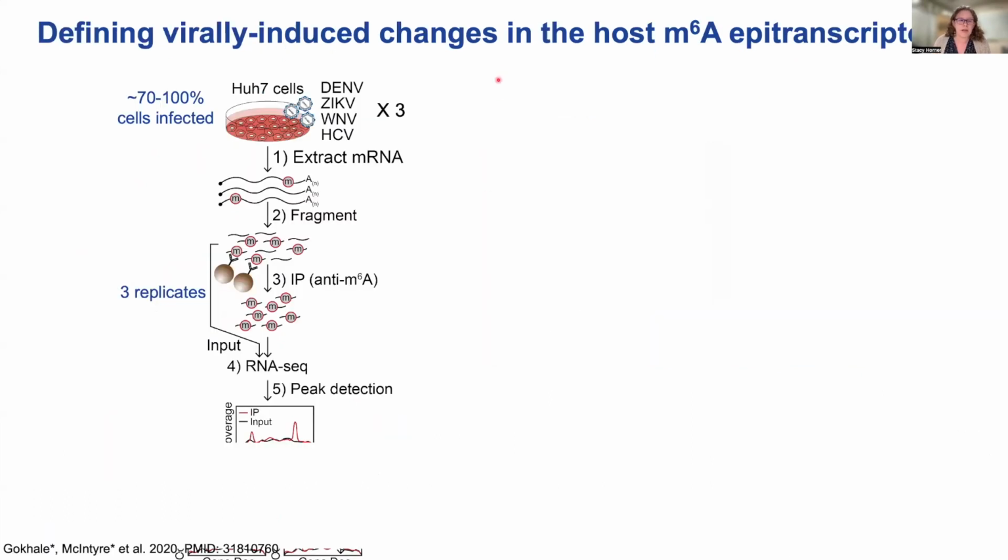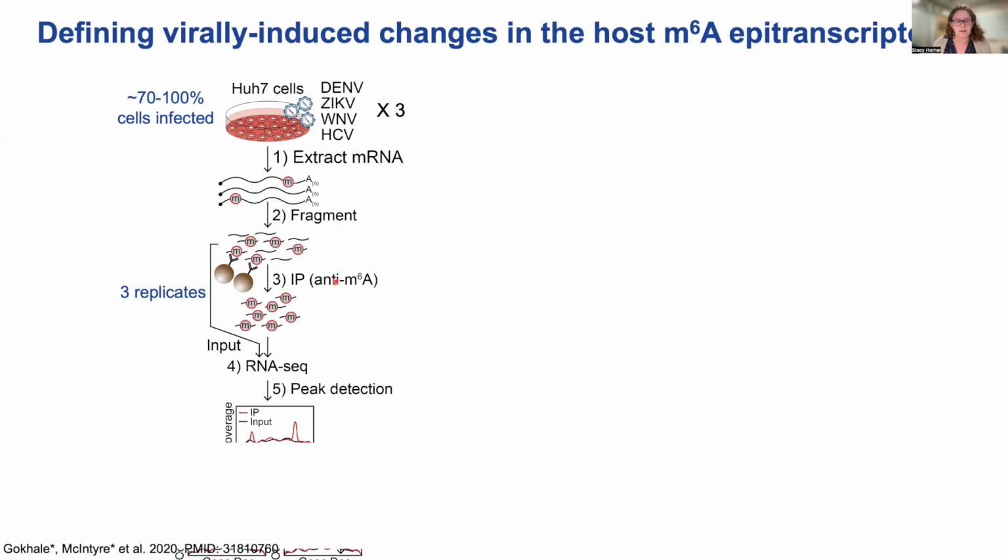So work in my lab has actually tried to do M6A mapping on the host RNA and also on viral RNA. And I just want to show you an example of what that looks like on the cellular RNA. So we did an experiment where we infected cells with viruses, and then we did this MeRIP-seq approach where we extracted mRNA molecules and fragmented them, so that makes them about 100 to 200 nucleotides.